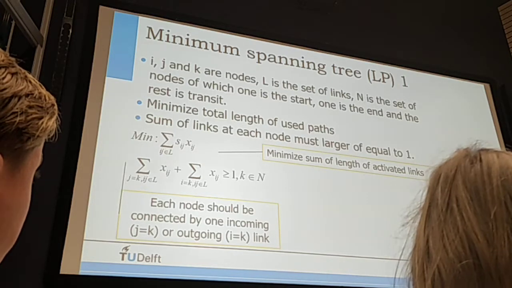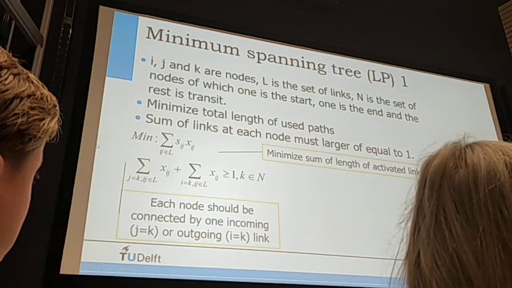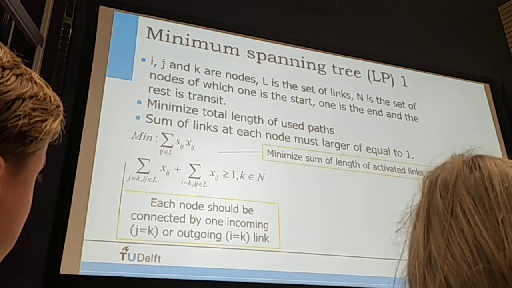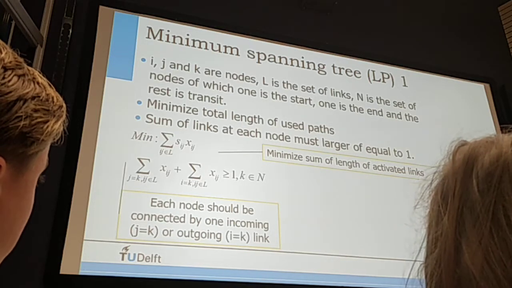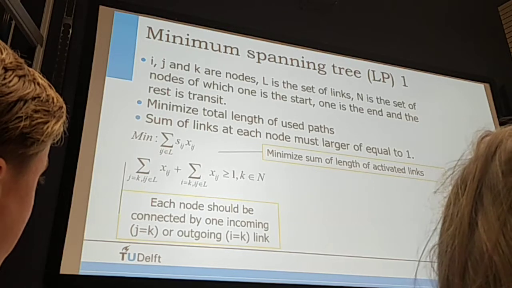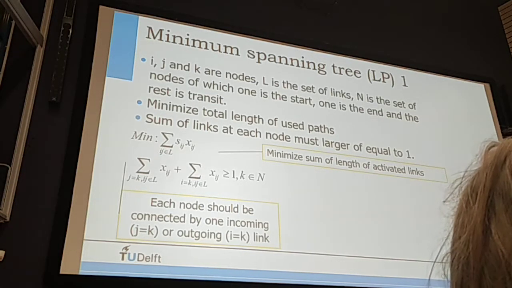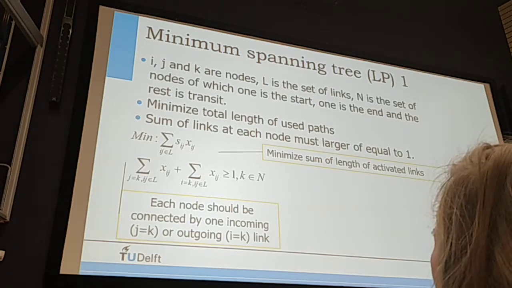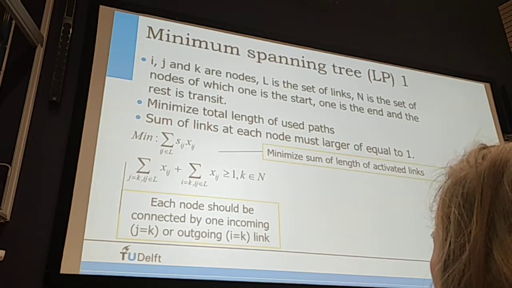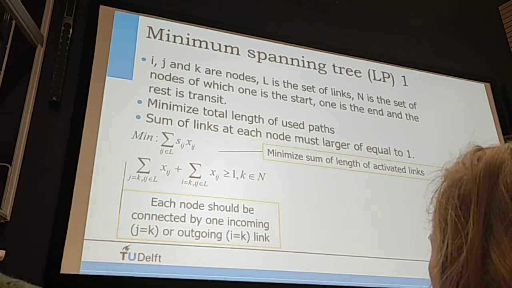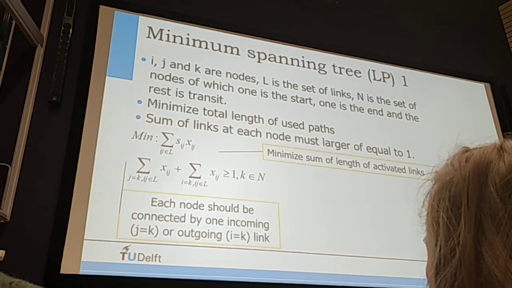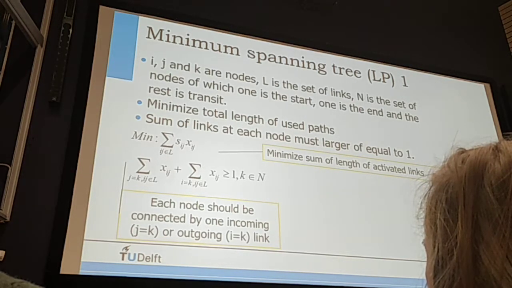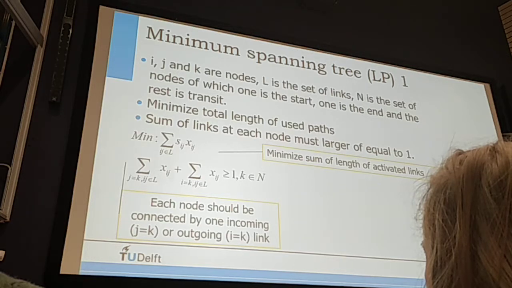And actually, what we see here is, however, our constraint is slightly different. So where in the shortest path algorithm we needed to have one ingoing and one outgoing node, here, one incoming and one outgoing link. All we need to basically enforce here is that each node is connected by at least one link, right? So we'll minimize the total sum of length of activated links, and each node should be connected by one incoming or outgoing link, and it doesn't really matter which one. So we actually have a bidirectional system.